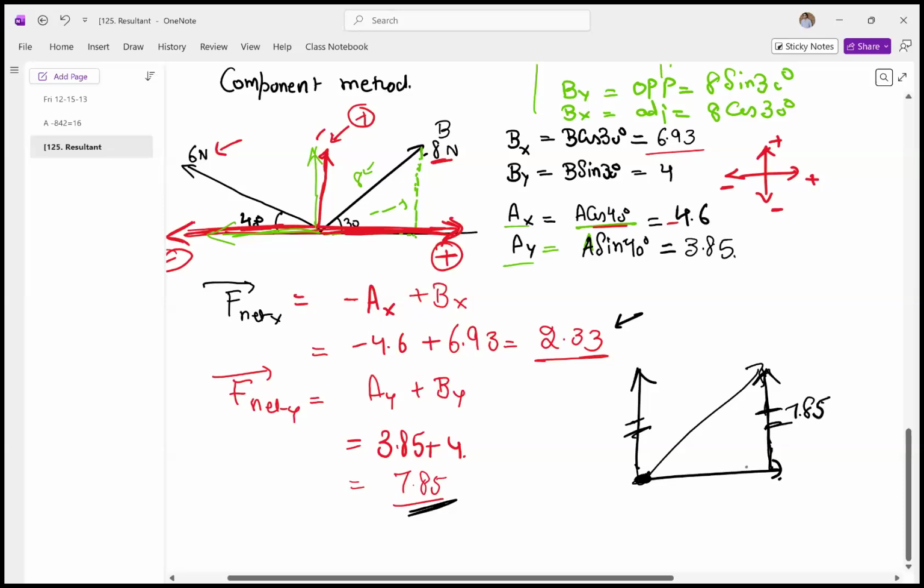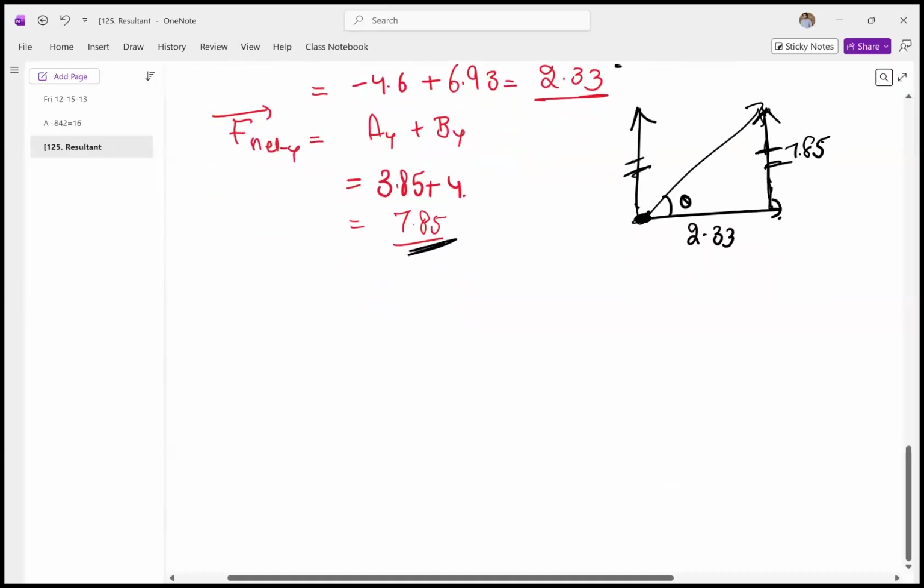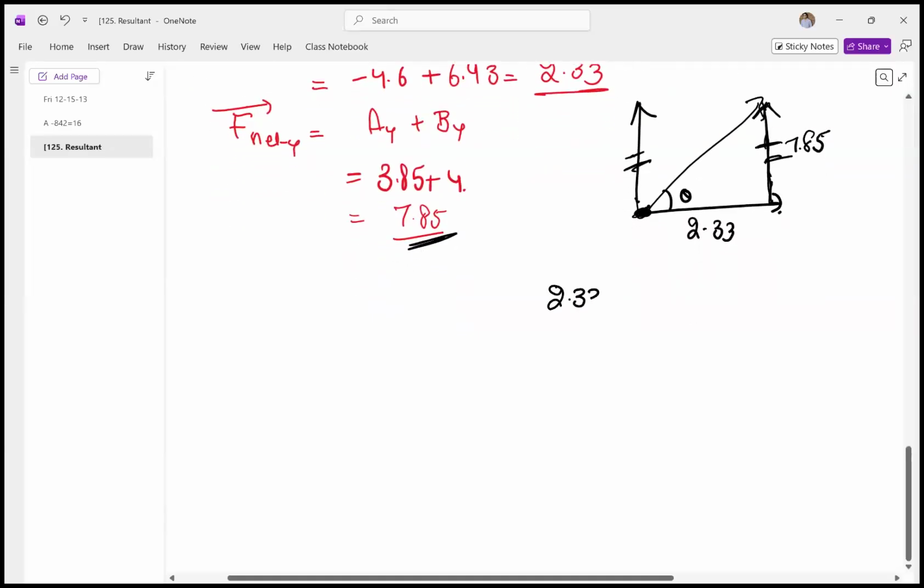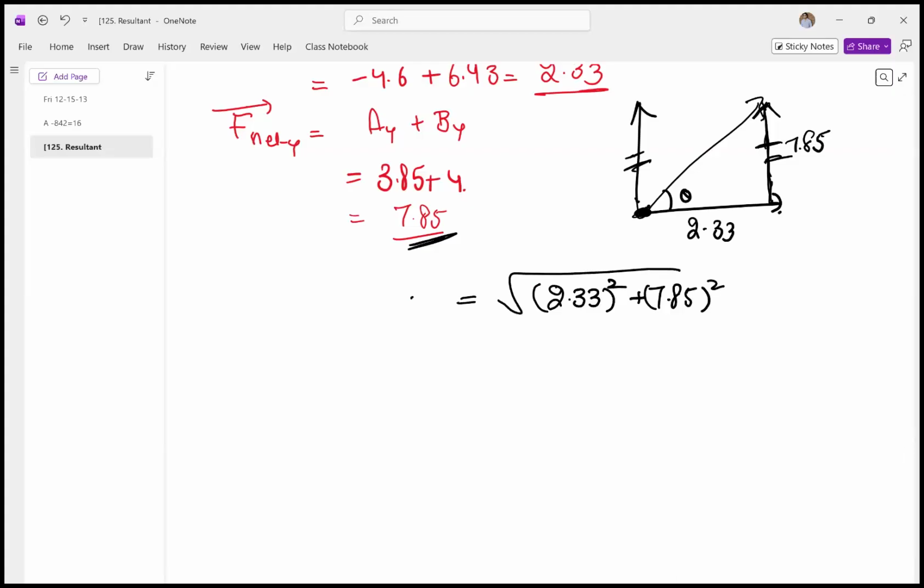and this value is 2.33, and this angle is theta. Now I can apply the Pythagoras theorem: 2.33 square plus 7.85 square, and square root. That's going to give me the resultant value. So the resultant value will come across as 8.18, which is the same as 8.2, which we previously got.